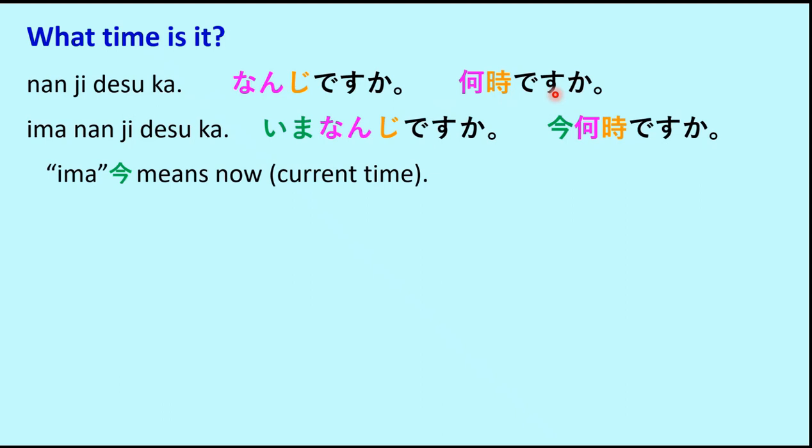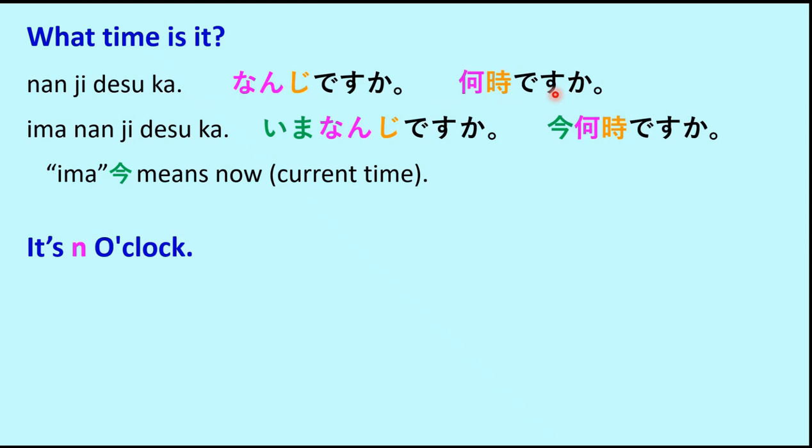So if we want to add now, we can add ima in front of nanji desu ka. This is not mandatory because if someone asks the time, it is implied that he is asking about the current time only. So ima may or may not be used. If it is used, ima nanji desu ka, what time is it now?